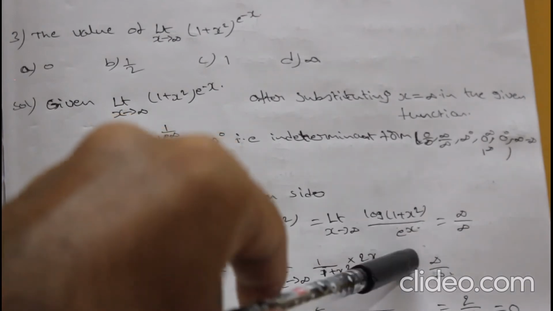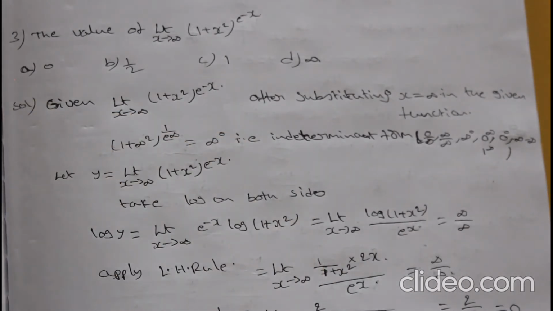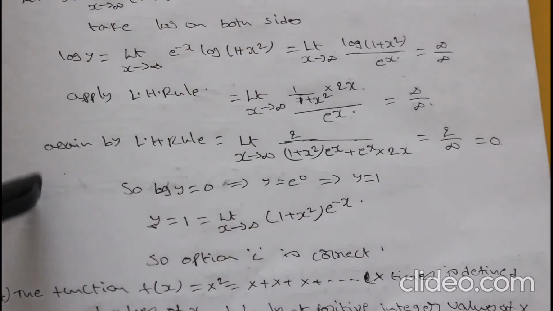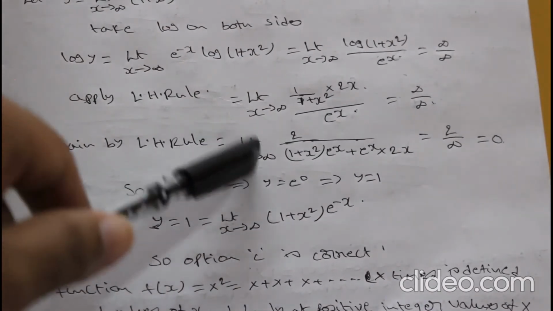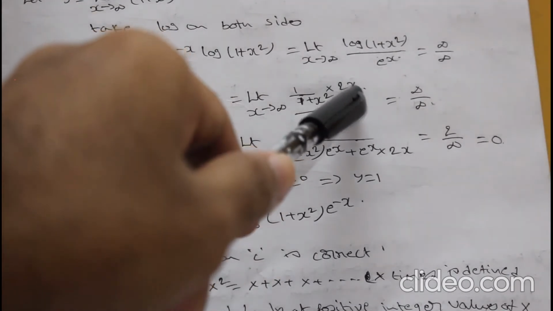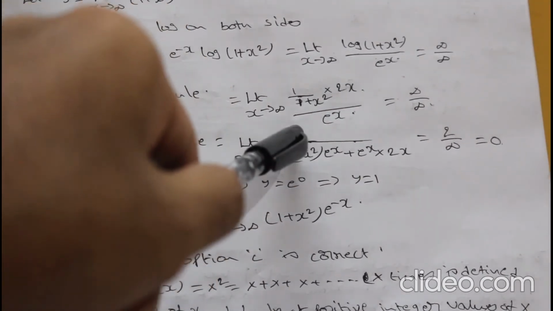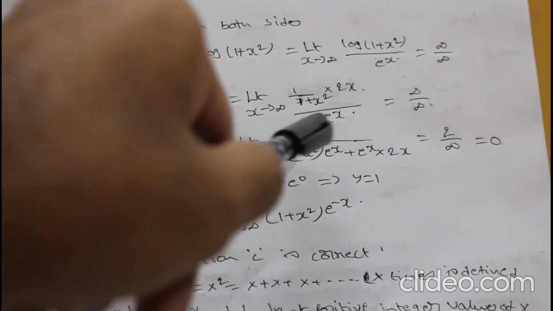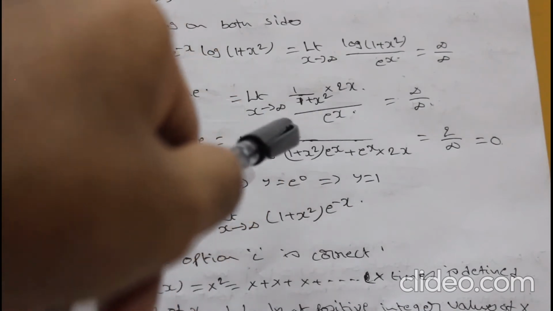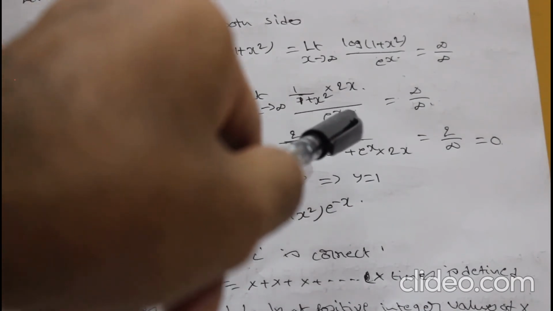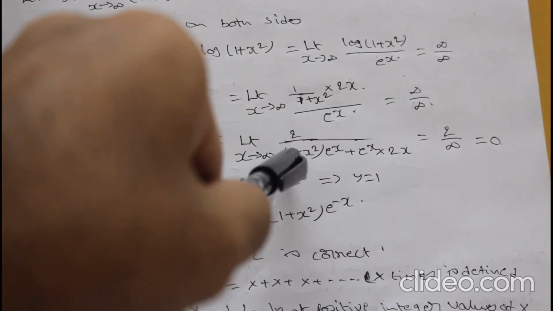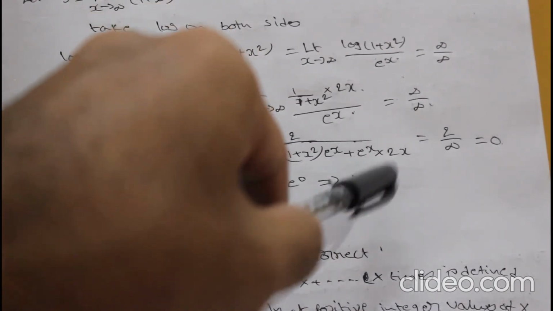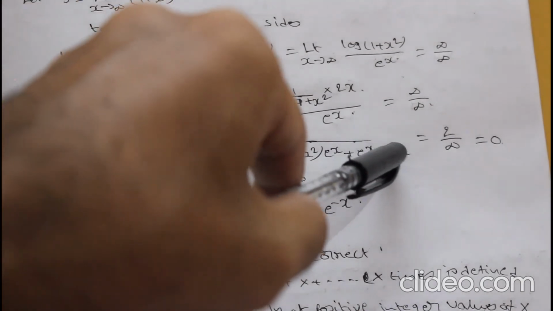Now substitute x tends to infinity, so 2 into infinity by 1 plus infinity into e power infinity. So it is also infinity by infinity form. So again we got infinity by infinity. Now again apply L'Hospital. So limit x tends to infinity, differentiation of 2x is nothing but 2. Okay, and differentiation of 1 plus x square into e power x. So it is in the form of d by dx of uv, so u into d by dx of v plus v into d by dx of u. So 1 plus x square into d by dx of e power x is nothing but e power x, plus e power x into d by dx of 1 plus x square, that is nothing but 2x.